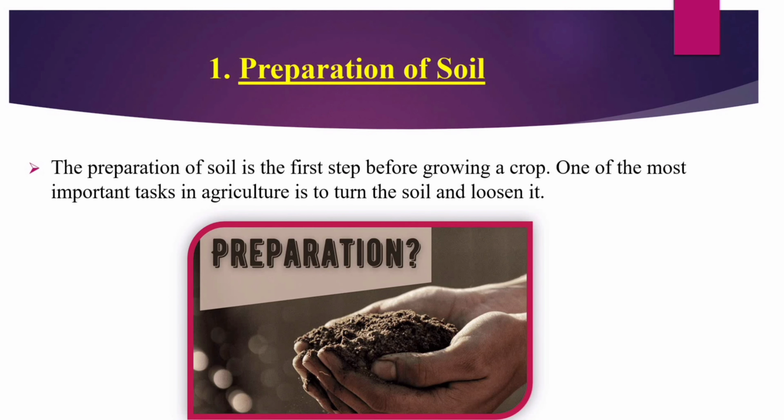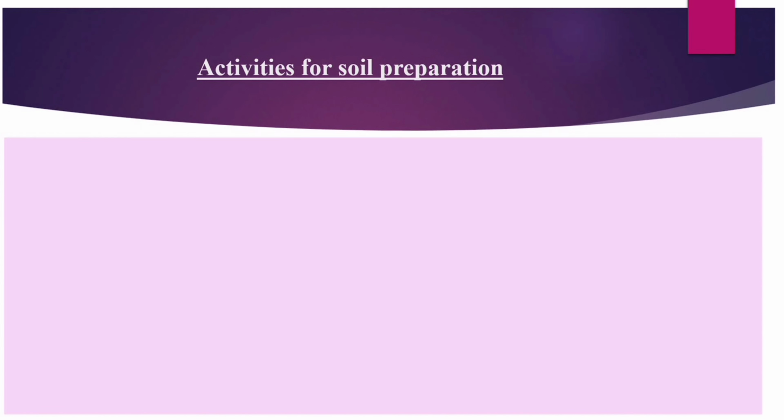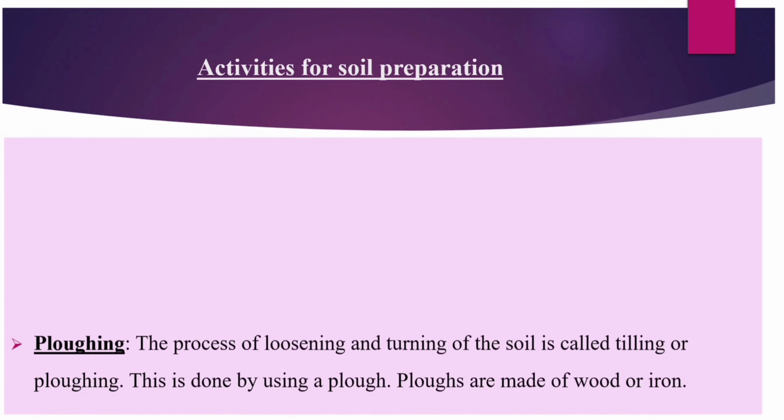Now just look here. The preparation of soil is the very first step. Before growing a crop, one of the most important tasks in agriculture is to turn the soil and loosen it. So it is the first step before growing any crop. So students, there are certain activities for soil preparation. Now let us see what those activities are, one by one.